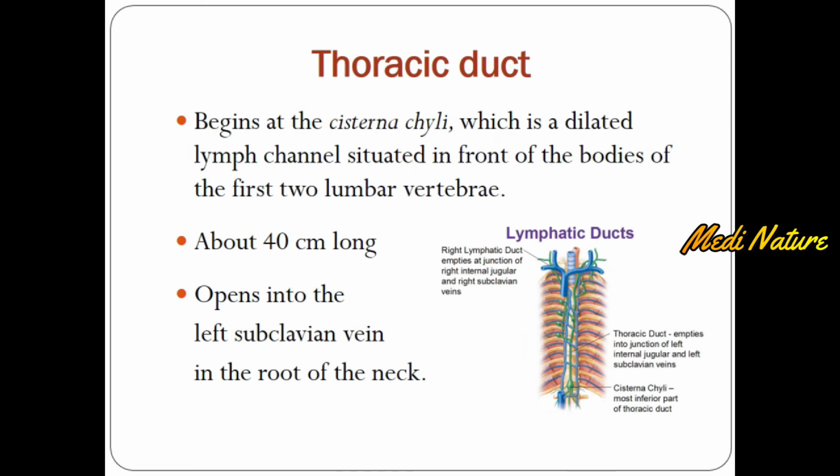Let's see about the thoracic duct, which is located in the left side of our body. The thoracic duct begins at the cisterna chyli. Cisterna chyli is a dilated lymph channel which is situated in front of the bodies of first two lumbar vertebrae. The thoracic duct is about 40 cm long, and finally it opens into the left subclavian vein in the root of the neck. In this picture you can see the cisterna chyli and the thoracic duct in green color.